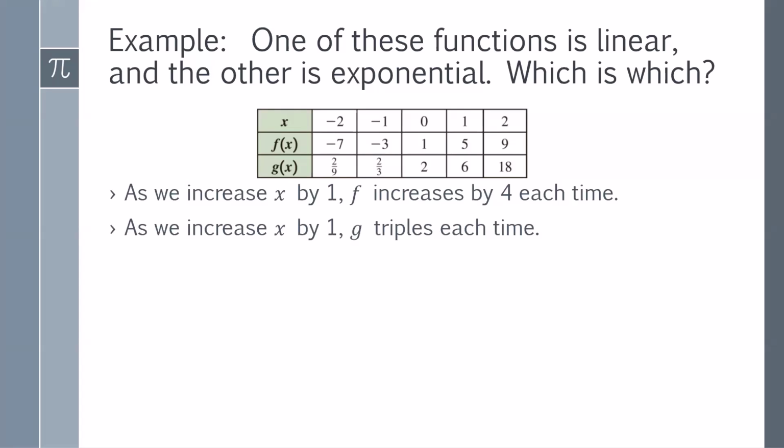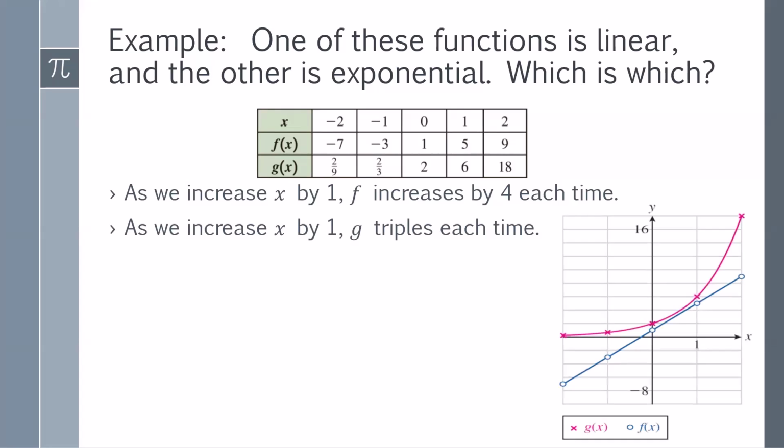As we increase x, however, g triples each time: 2 over 9 to 2 over 3 to 2 to 6 to 18. So as a result, f is going to be linear and g is going to be exponential. And we can see that on the graph. The blue line is f, a linear function, and the pink line is g, an exponential function.